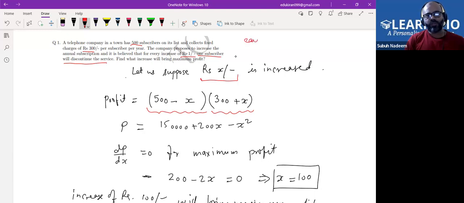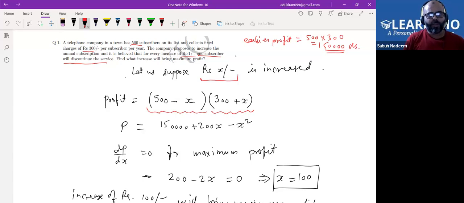Earlier the profit was 500 subscribers into 300 rupees, so 150,000. This was the earlier profit. But now X amount is increased. Obviously, if you increase the amount, then subscribers will decrease because not everyone will be able to pay that much. For every 1 rupee increase, there will be a decrease of one subscriber. So if we increase X rupees, X subscribers will withdraw. So now the profit will be 500 minus X into 300 plus X.